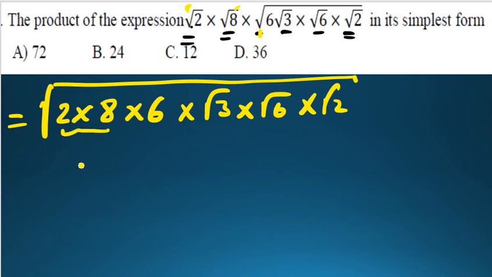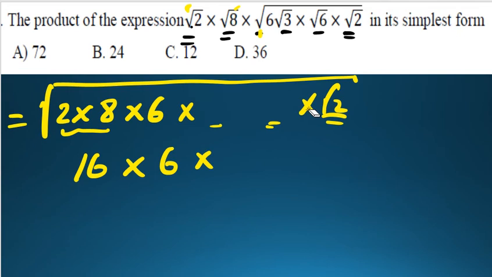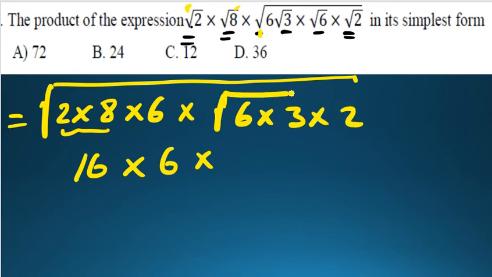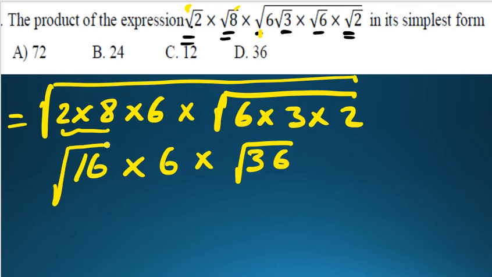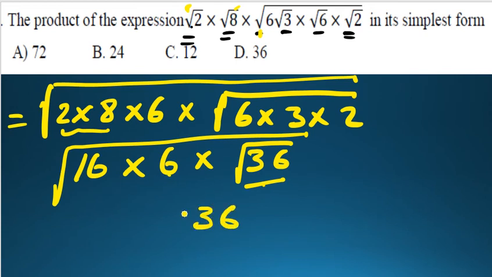Then 2 times 8 will be 16, times 6 multiplied with, what about this one? Radical 3 times radical 6, we can put them together, times radical 2. All of them are in the radical, so I can write them in the square root: 6 times 3 times 2. 6 times 3 is 18, 18 times 2 is 36, so 36 in the square root. Then the square root of 36 is 6, because it is a perfect square number, and 6 will multiply with 6, which is 36 again, times 16.